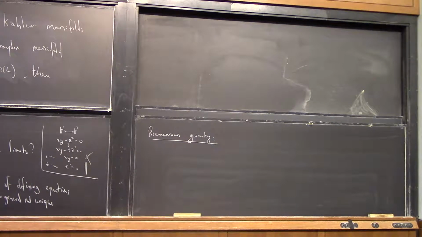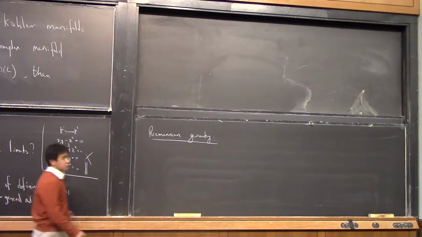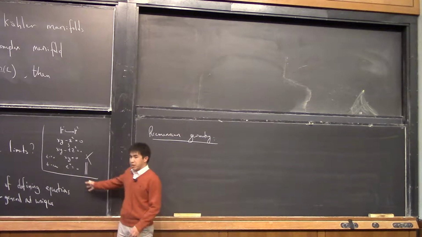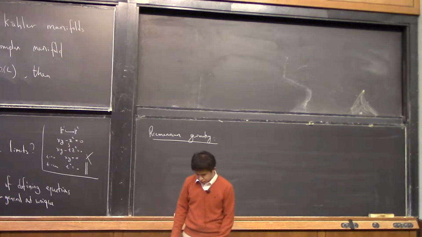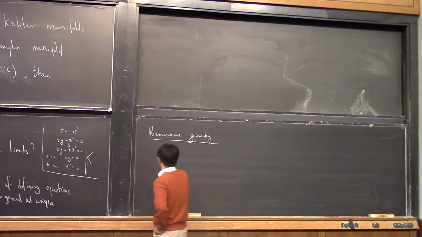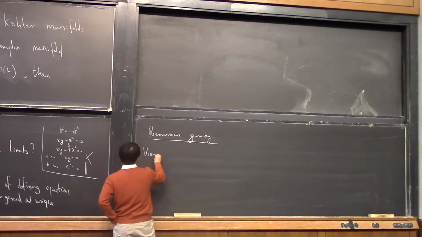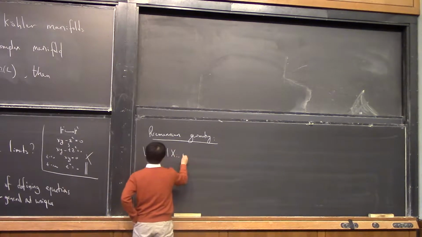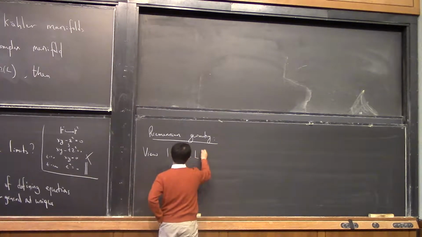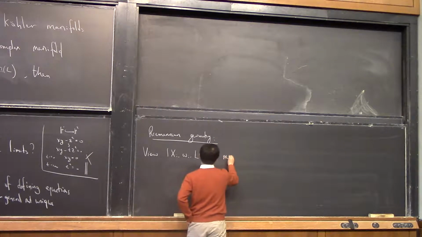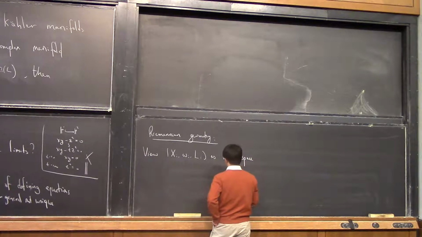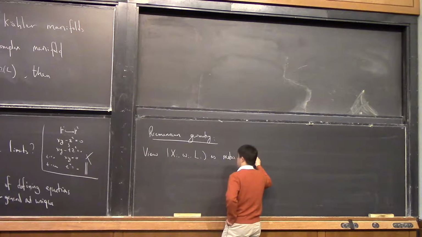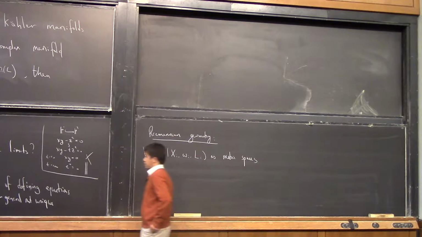But a priori, it's quite different from this aspect. But in the end, there are relations. So we view (Xi, ω_i) as metric spaces. So it's a Kähler metric, so it defines a natural metric on Xi.